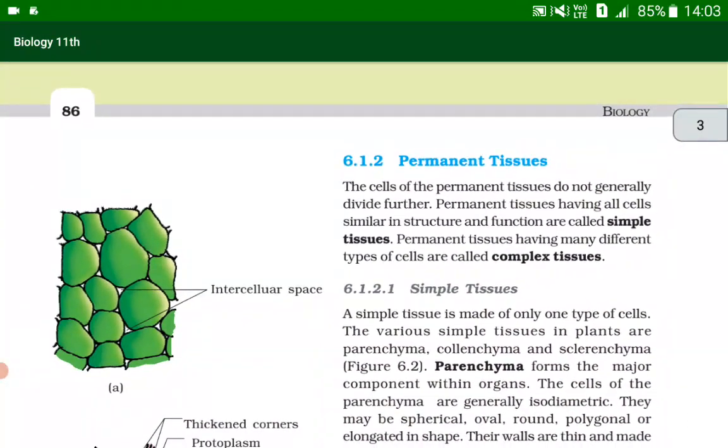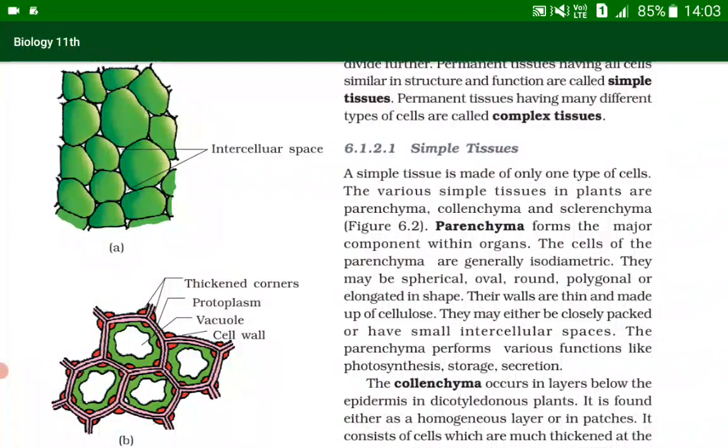6.1.2 Permanent tissues. The cells of the permanent tissues do not generally divide further. Permanent tissues having all cells similar in structure and function are called simple tissues. Permanent tissues having many different types of cells are called complex tissues. 6.1.2.1 Simple tissues.